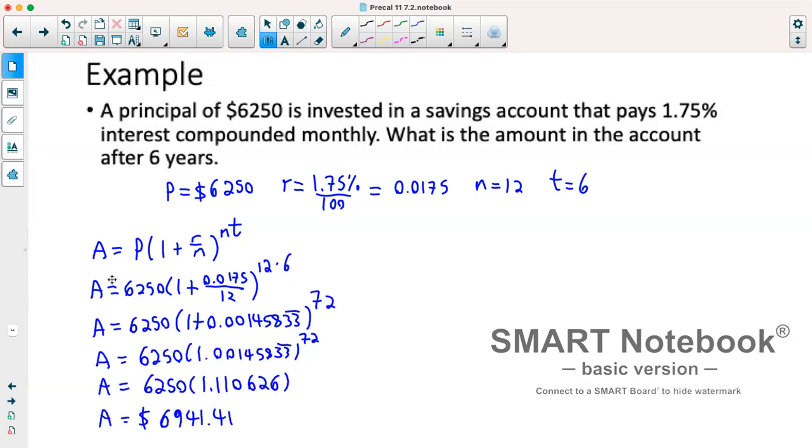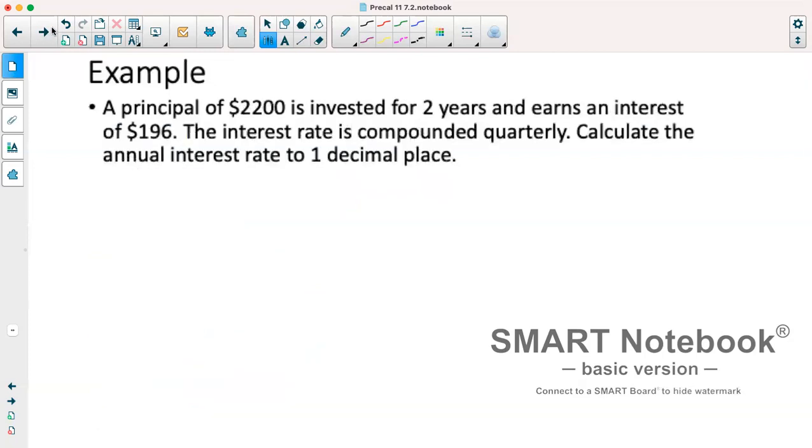Okay, so we'll do another example with this formula. So we have a principal of $2,200 that is invested for 2 years and earns interest of $196. The interest is compounded quarterly. Calculate the annual interest rate to 1 decimal place. So this kind of combines one of the formulas from last class with today's class.